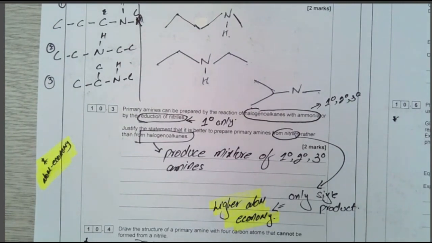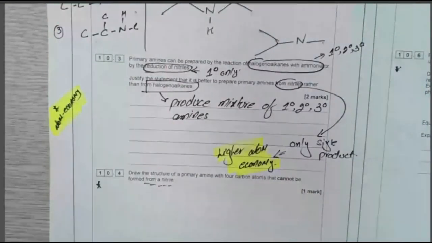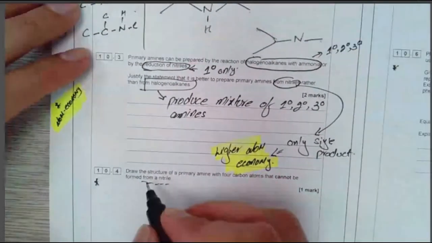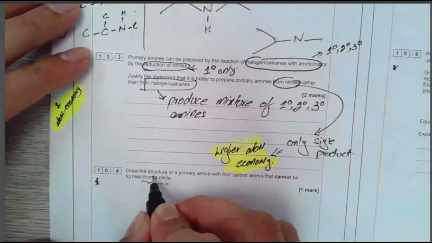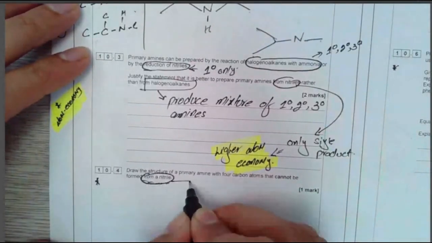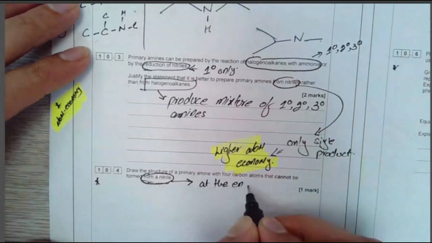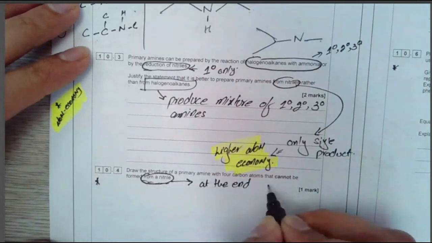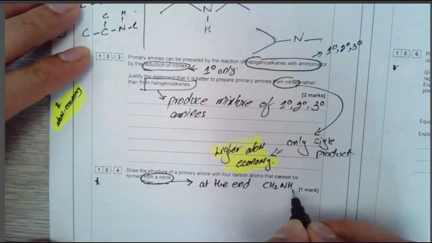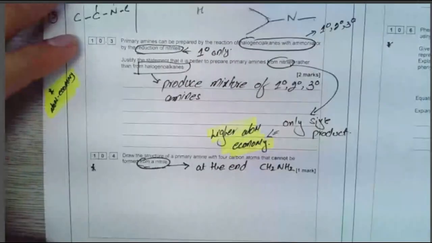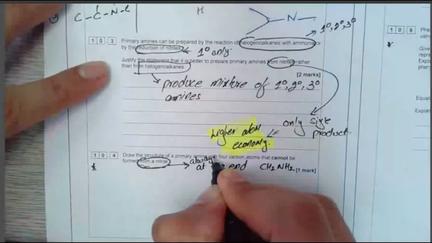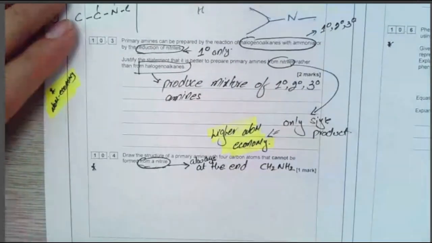My question here, again, output star here. So every single time from a nitride, at the end, you have CH2NH2. You will always be at the end. Will always be at the end. That's what you have to remember.